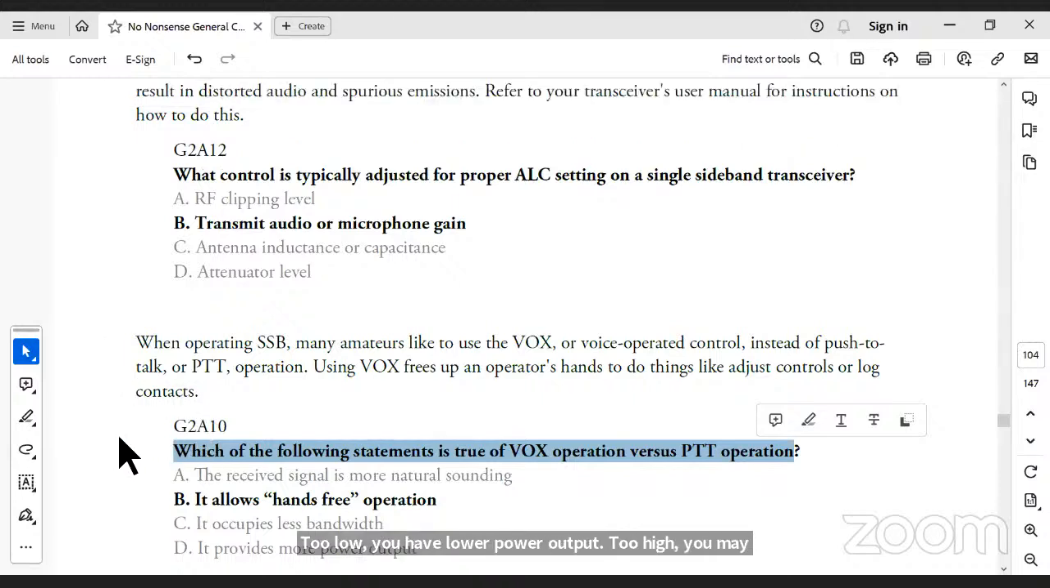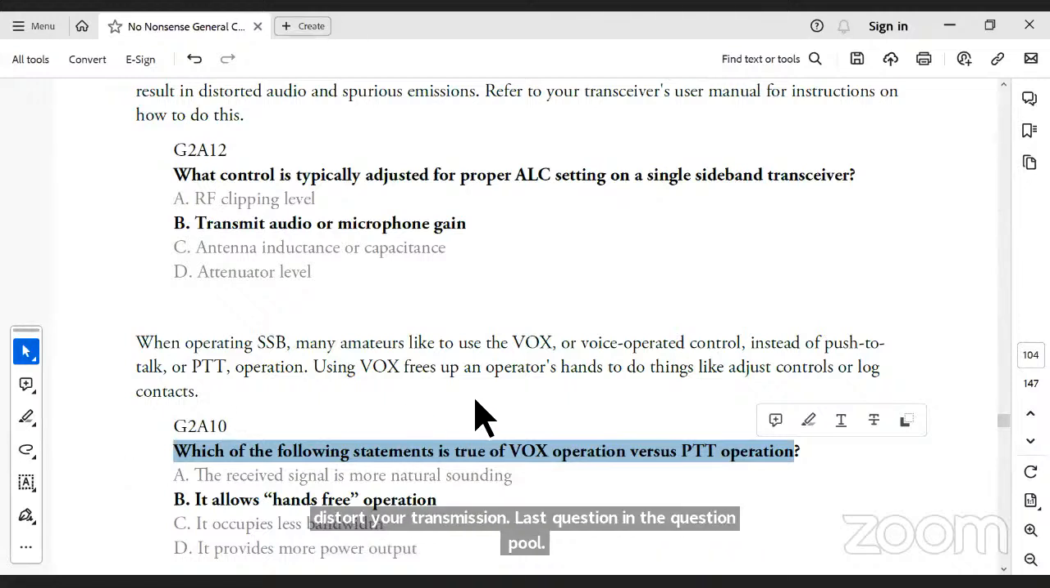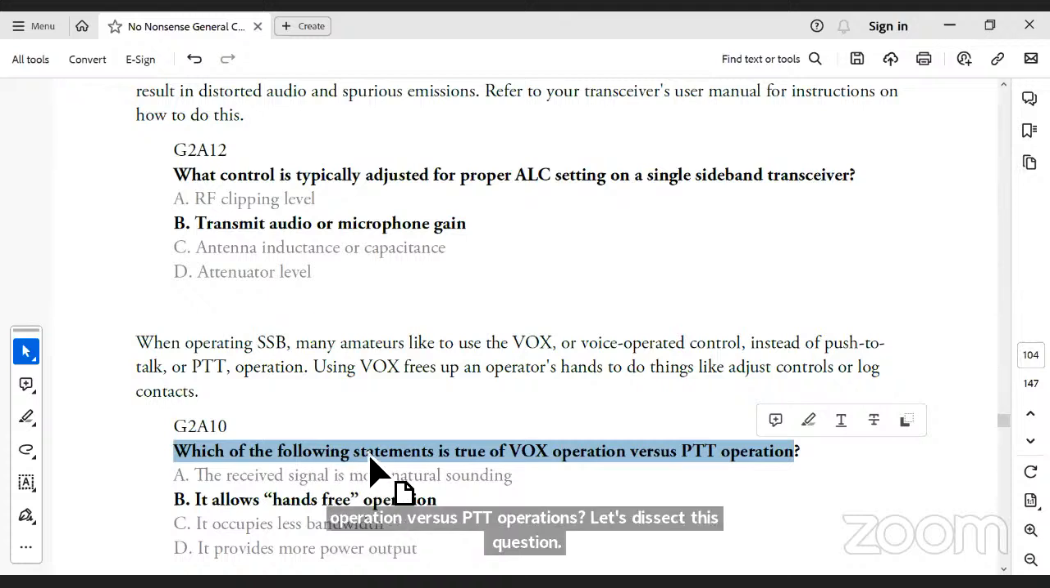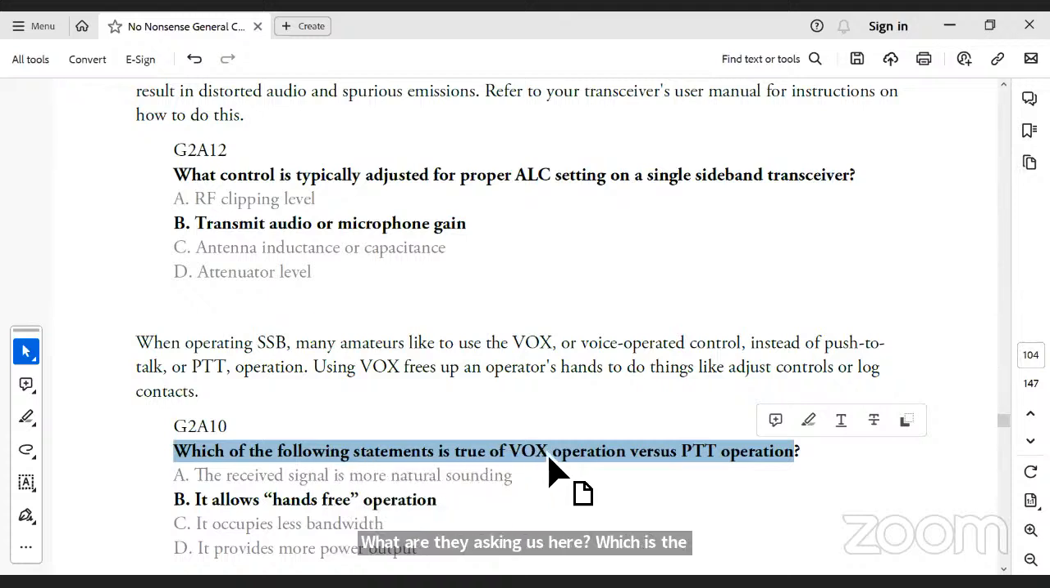Last question in the question pool. Which of the following statements is true of VOX operation versus PTT operations? Let's dissect this question. What are they asking us here? Which of the following statements is true of VOX operation, right? Voice operating control, right? That is where we speak and the transmitter will operate.